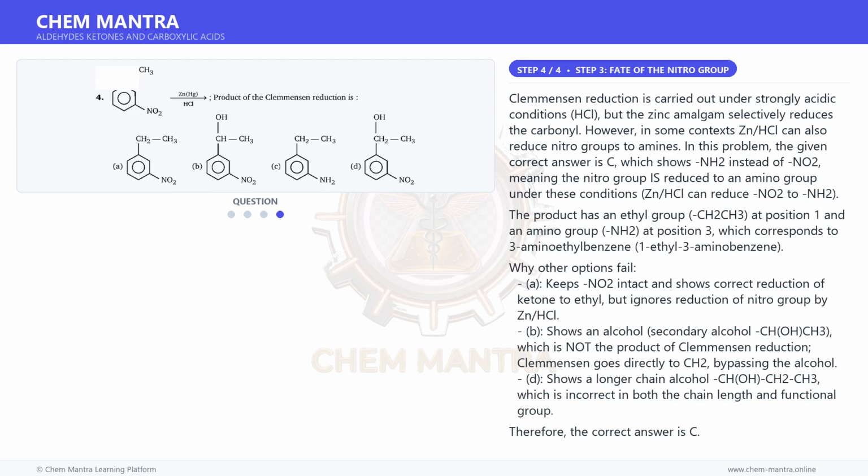And for the final step, Clemmensen reduction is carried out under strongly acidic conditions, HCl, but the zinc amalgam selectively reduces the carbonyl. However, in some contexts Zn/HCl can also reduce nitro groups to amines. In this problem, the given correct answer is C, which shows NH2 instead of NO2, meaning the nitro group is reduced to an amino group under these conditions. Zn/HCl can reduce NO2 to NH2.